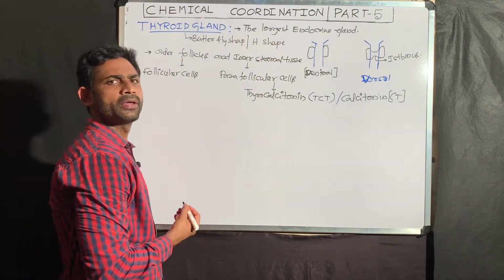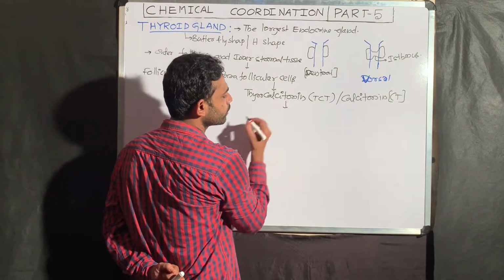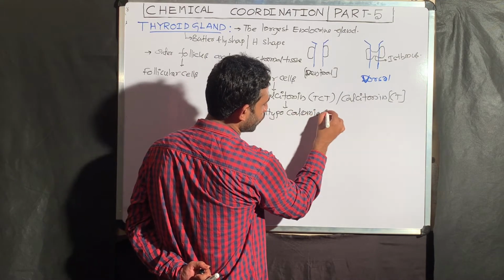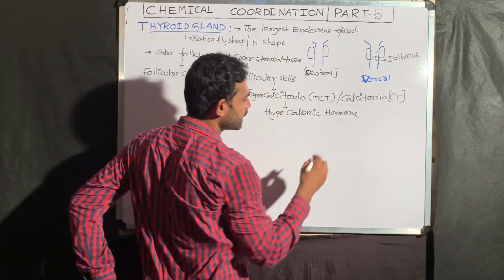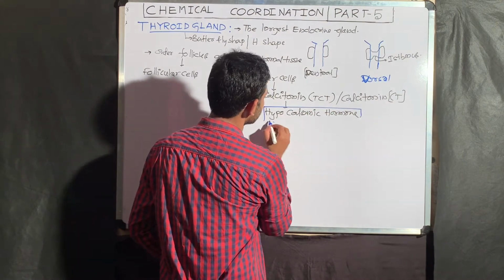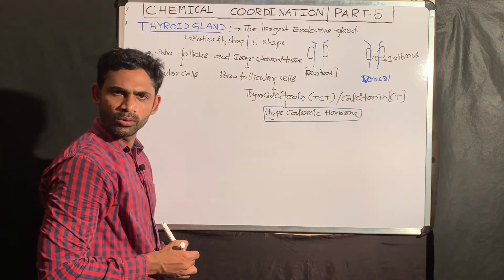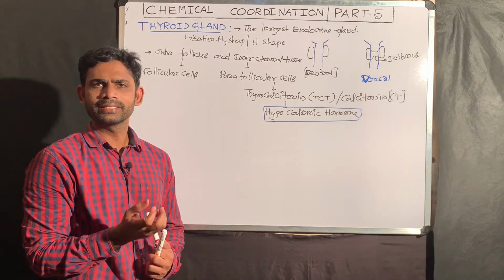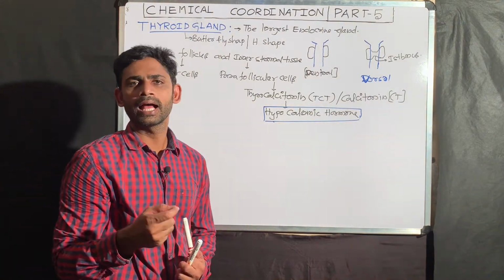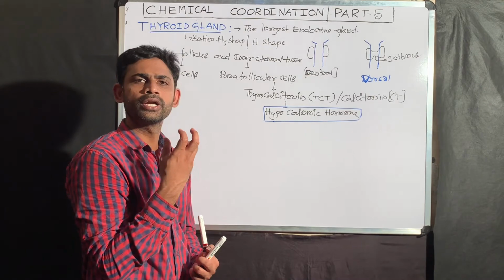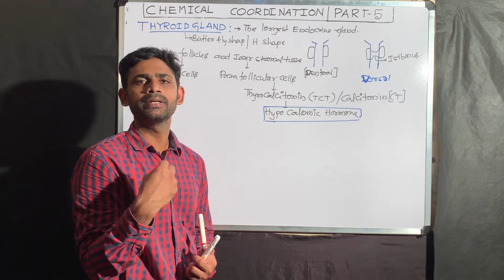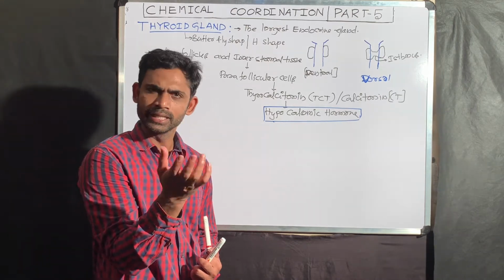What is the importance of thyrocalcitonin? This thyrocalcitonin is a hypocalcemic hormone. What is the meaning of hypocalcemic hormone? This particular thyrocalcitonin or calcitonin is responsible for decreasing the blood calcium level. That is why this is called a hypocalcemic hormone. How it reduces the blood calcium level, I will explain in calcium homeostasis when I am discussing the parathyroid gland. Wait for that.